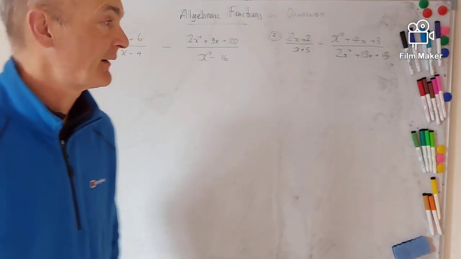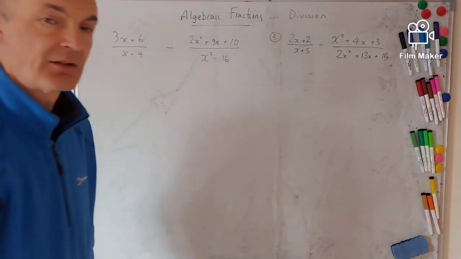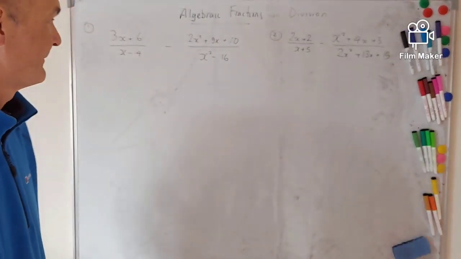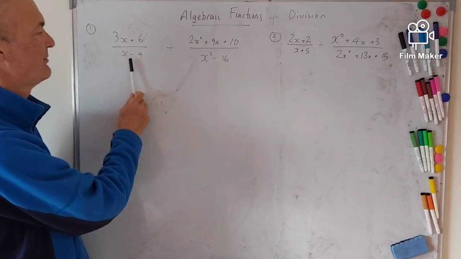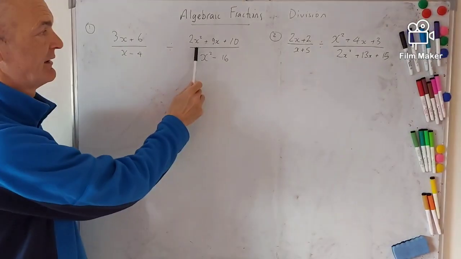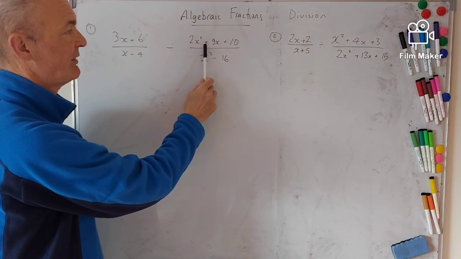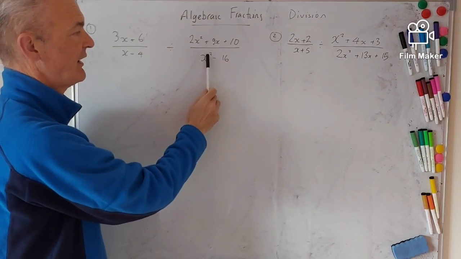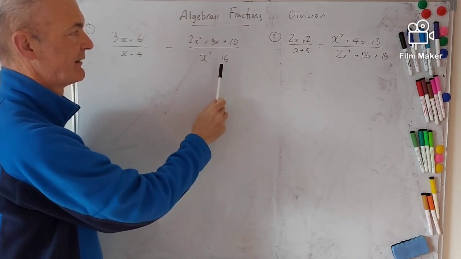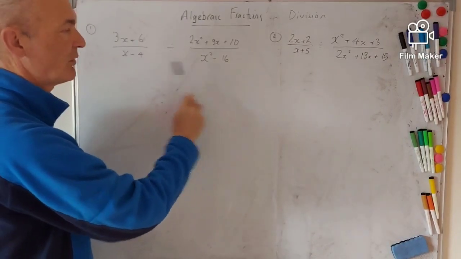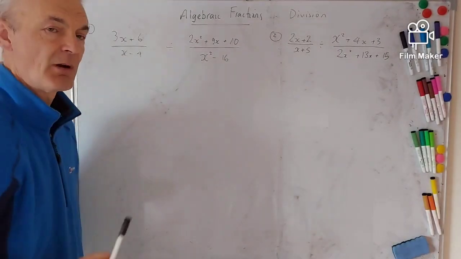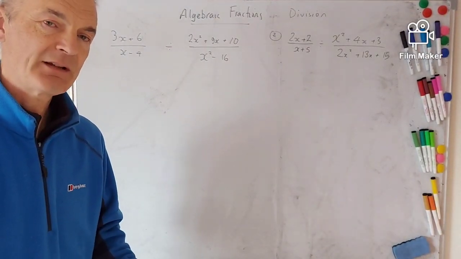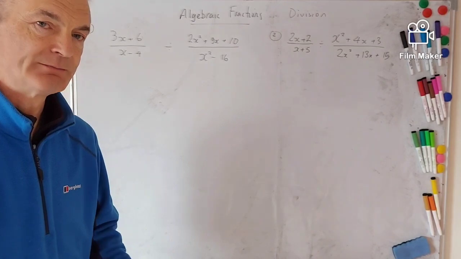Today we're looking at algebraic fractions and in particular division. So I've got two problems on the board here. Here's the first one: (3x + 6) over (x - 4), and we're dividing by (2x² + 9x + 10) over (x² - 16). So quite a complicated little question here. But what we're looking to do is break it down into its simplest form.